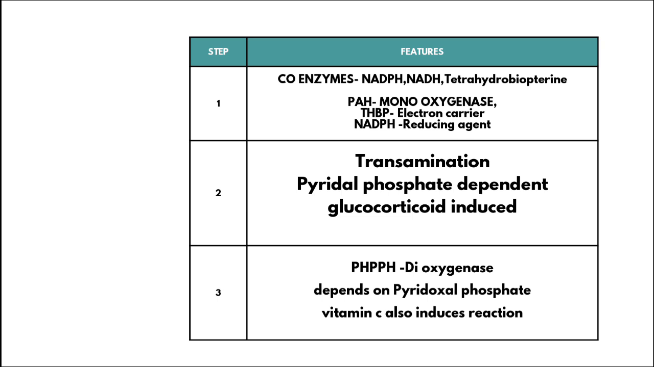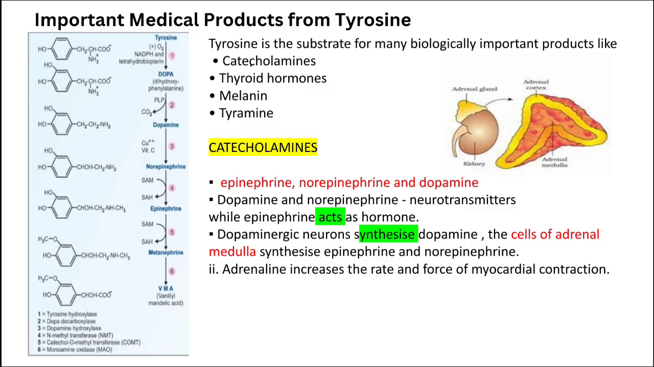The second step is transamination, where pyridoxal phosphate is the coenzyme and it is induced by glucocorticoid. Also, the third step is a dioxygenase catalyzed step, and pyridoxal phosphate is the coenzyme here and vitamin C induces it. Now we check the important medical products from tyrosine. They are catecholamines, thyroid hormones, melanin and tyramine.